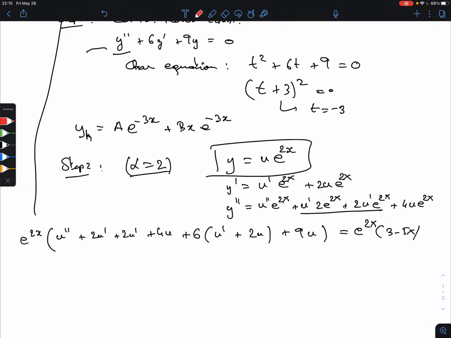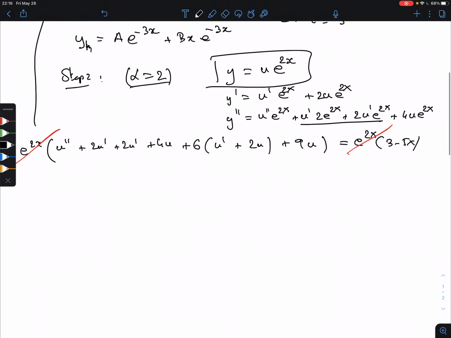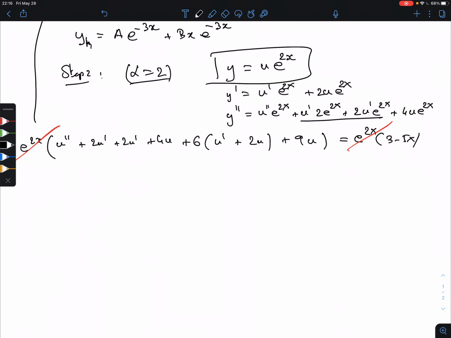The whole point is, if you notice, this gets rid of the exponential, and so we reduce to the polynomial. And so what is it then? Let's write it now combined. We have a u double prime, those are like terms. We have a 2u prime and a 6u prime plus another 2u prime, that is 10u prime. We have 4u, a 12u, be careful, right? And a 9u. So this is 12, 16, 25u.